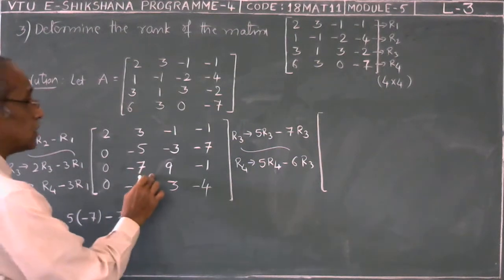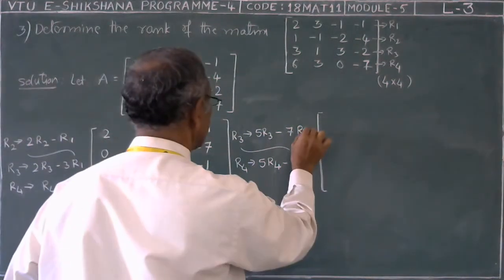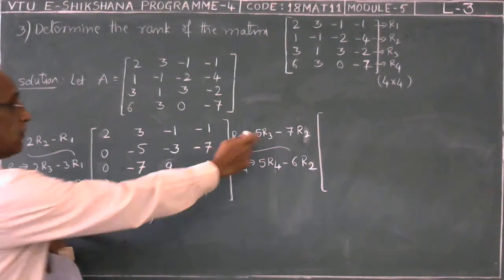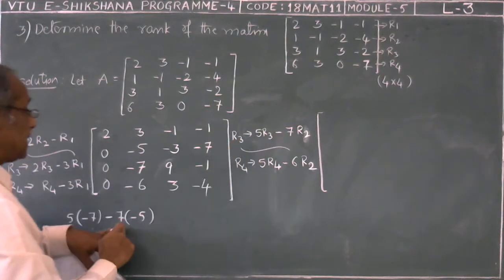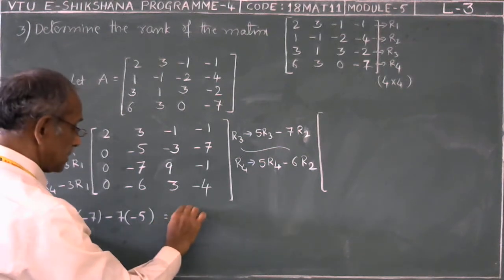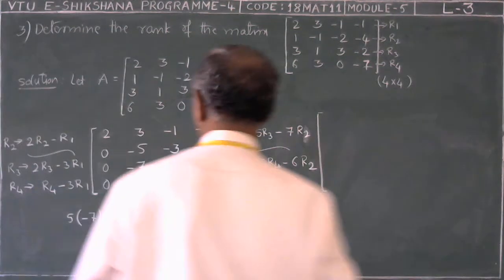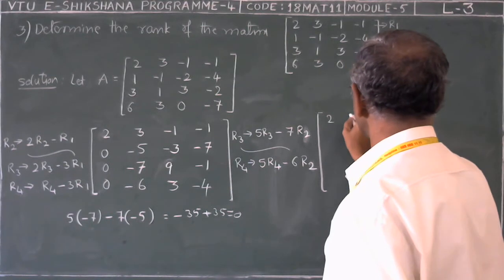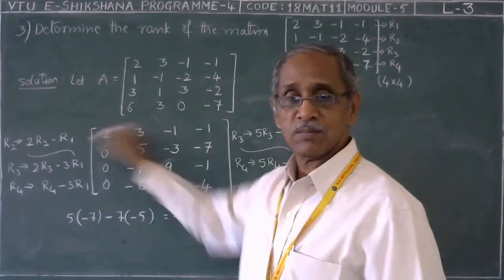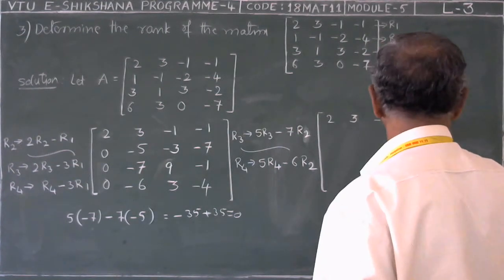Minus 7 into R3, that is minus 5 R2, sorry, this is R2. Minus 7 times R2 corresponding element, minus 5, so this is minus 35 plus 35, which is 0. Row 1 is perfectly ordered, so it does not change, since the leading entry in the first row is not 0. Don't disturb the first row. So write as it is: 2, 3, minus 1, minus 1.